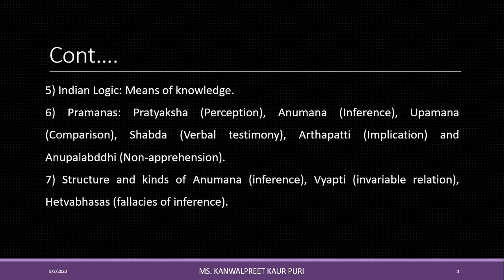Seventh is structure and kinds of anumana, inference. Then what is vyapti? It refers to the state of pervasion. It is considered as a logical ground of inference, which is one of the means of knowledge. Again, to study vyapti, we should know what is anumana, what is inference, and hetvabhasas, the fallacies of inference. I told you something has been added related to fallacies. So fallacy in inference is called hetvabhasa. So this is the complete syllabus on this unit.